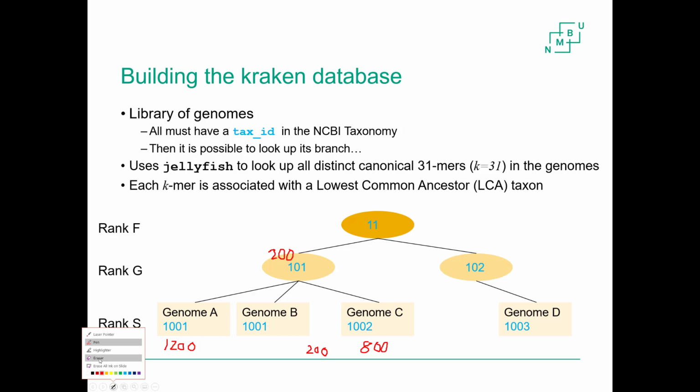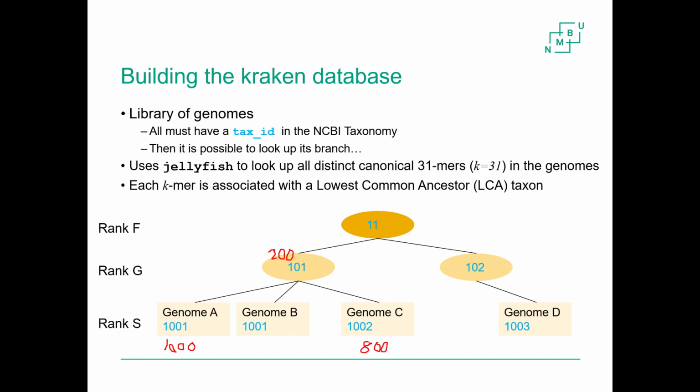And what happens now is, of course, that 200 of these are now moved up here, the 200 that overlap with genome C. So now we are back to 1,000 here, but these 1,000 are now unique to the 1001 strain tax ID. 200 of them are found both in 1001 and 1002, and 800 are found only in 1002. And so on and so on.